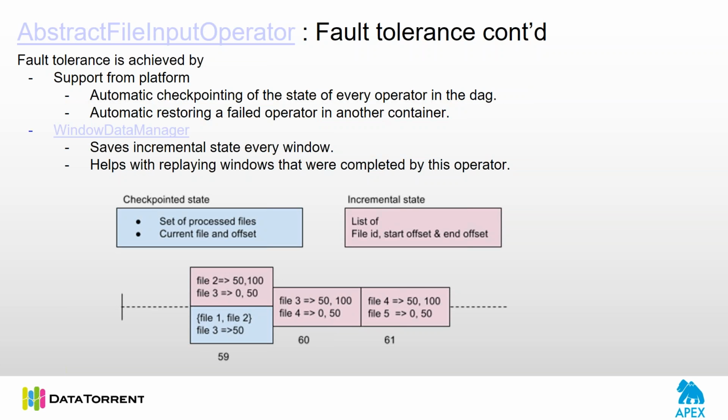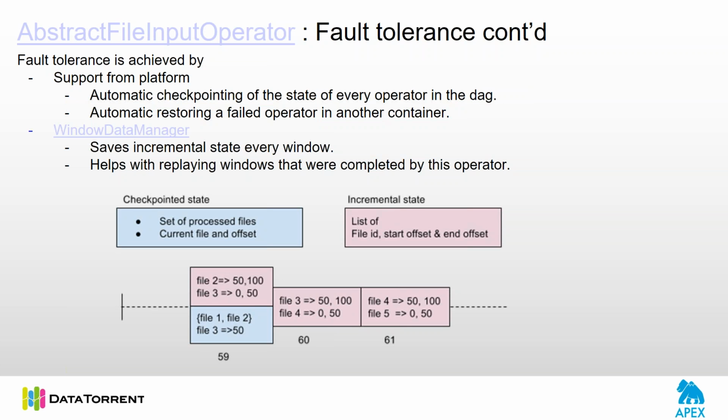The next window, which is window 60, has no checkpointed state. There is only incremental state there. It will record that file 3 was read from offset 50 to 100 and file 4 from offset 0 to 50, and so on for window 61.